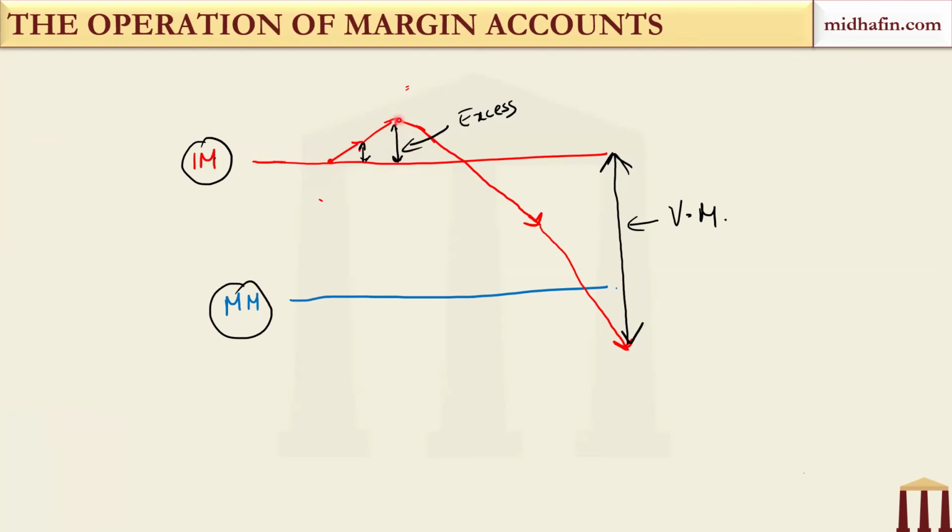Once you have this excess, no problem at all. Then your balance falls a little bit, then it falls to such an extent that it goes below the initial margin. Still, there is no problem. You're not getting any margin call. But as soon as your margin account balance falls below the maintenance margin, you get a margin call and you have to replenish your margin account balance so that it goes up to the initial margin. This amount by which the balance had to be replenished, the amount you had to deposit, is known as the variation margin.